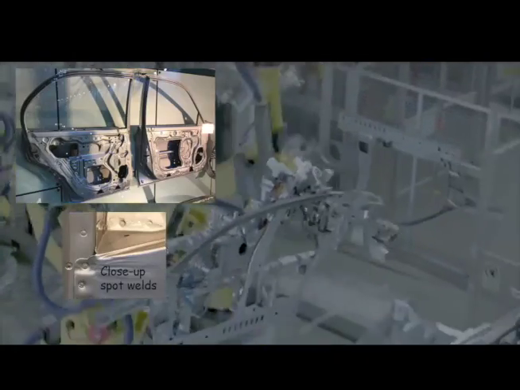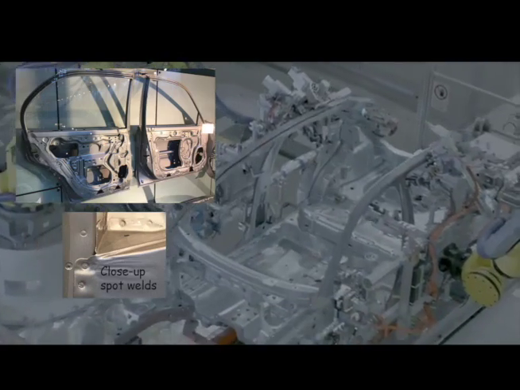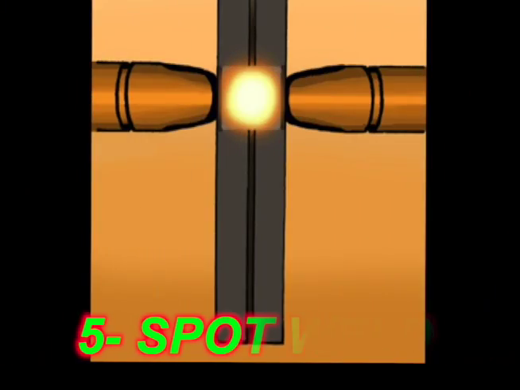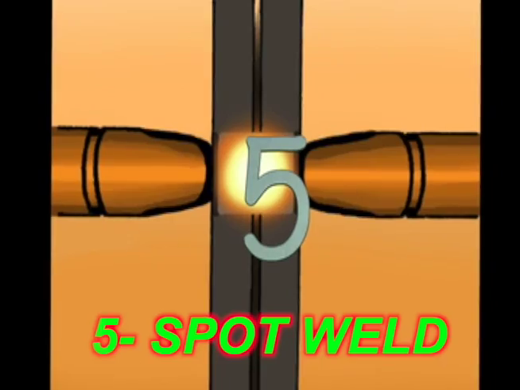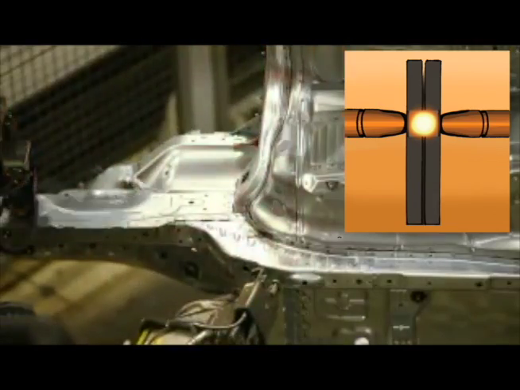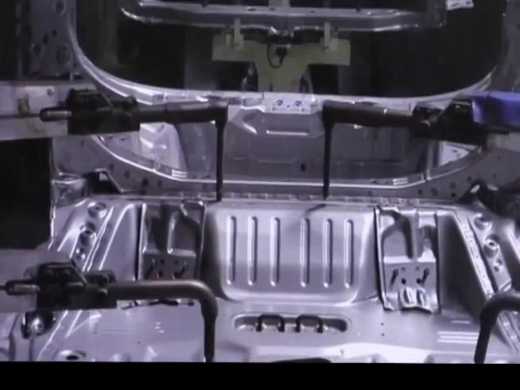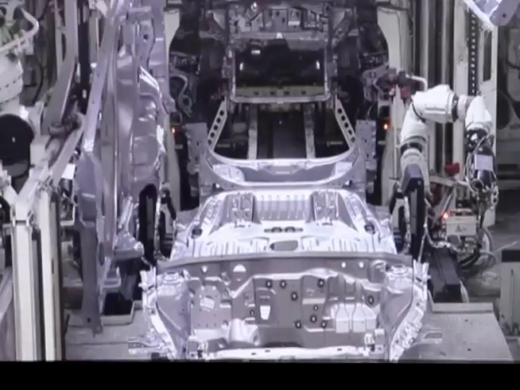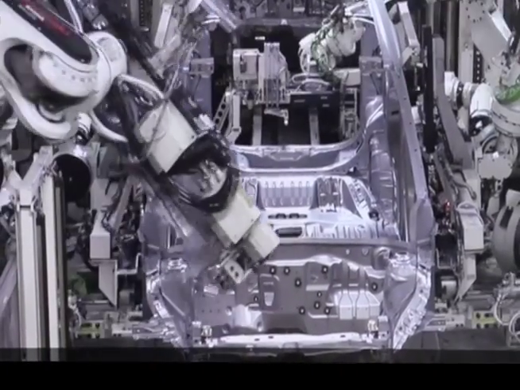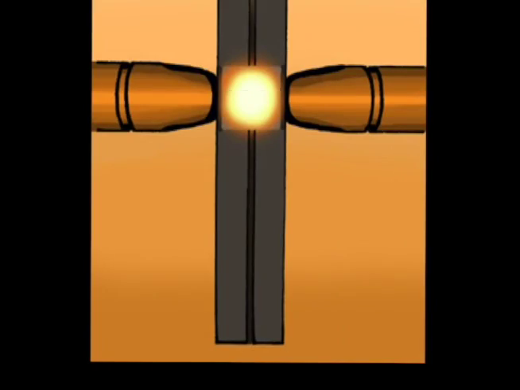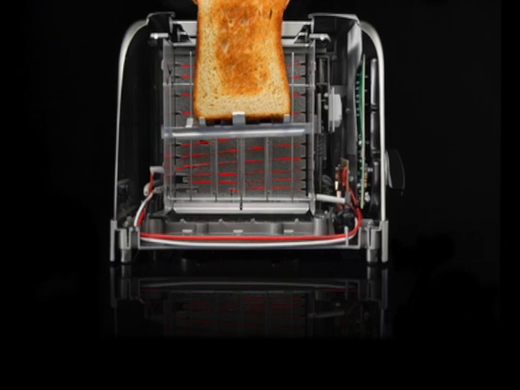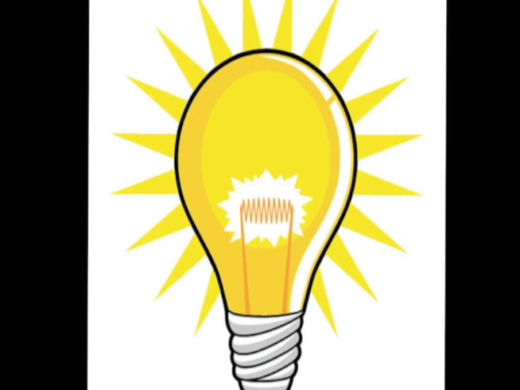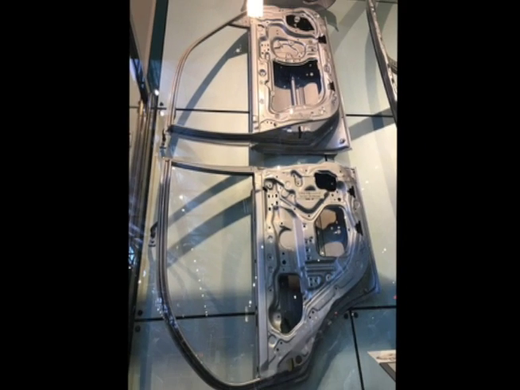Next, we need to join the frame pieces together. Spot weld uses heat from electricity to melt small points. The liquid hot spots cool and join the frame parts together. Robots make thousands of spot welds to assemble the frame. Flowing electricity makes heat. This heater, toaster, and light bulb are examples. Doors are spot welded too.